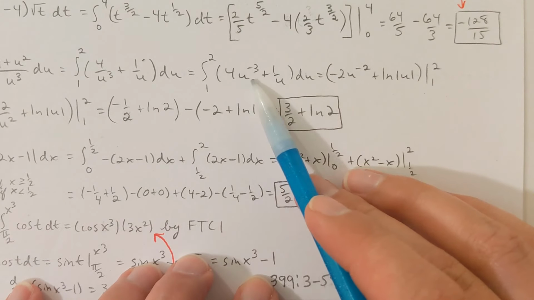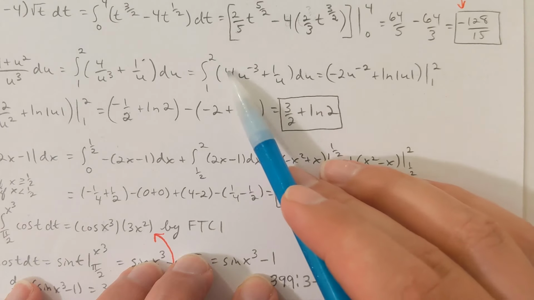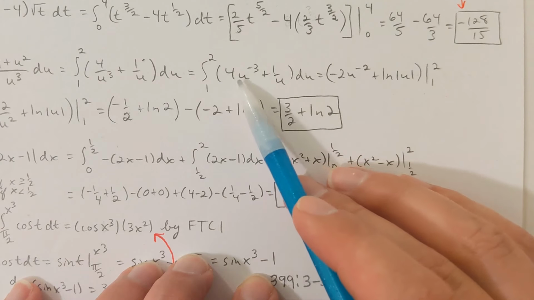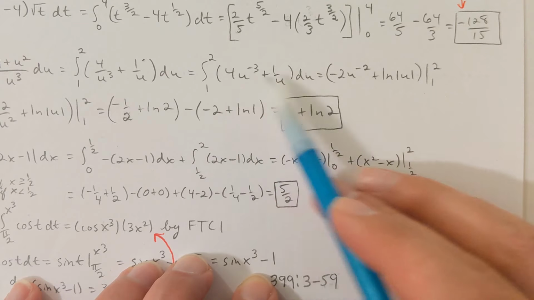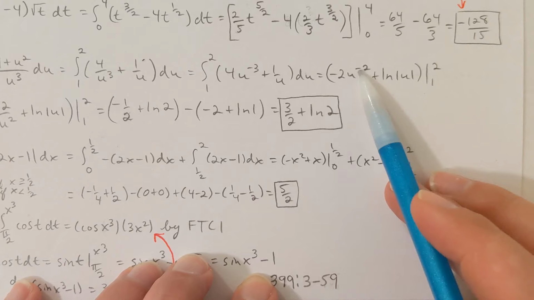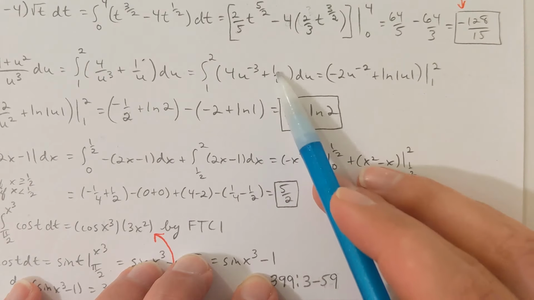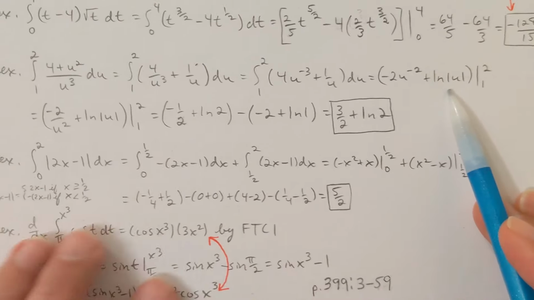And I can apply the reverse power rule on this first term. Add 1 to the power, divide by the new power. Okay, so you're going to have 4 times u to the negative second divided by negative 2. 4 over negative 2 is negative 2. Negative 2 u to the negative second would be that first term there. Antiderivative of 1 over u is the ln of the absolute value of u.